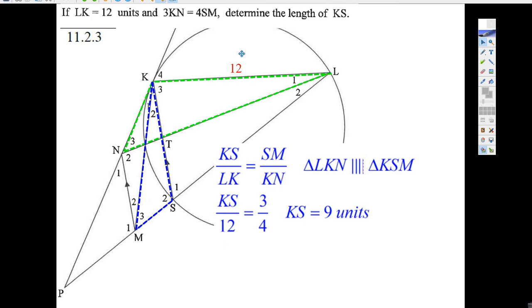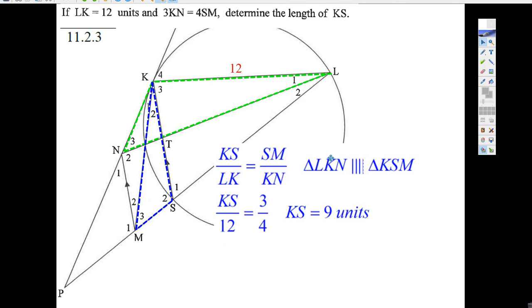Well, let's just give it a try. Now, when you have a similarity like this, it means that the sides of the triangle are proportional, and you can just use the letters. You can go, oh, okay, KS goes with LK. And SM goes with KM. We can make those proportions by just matching up the letters, because the angles are equal to each other. They're in proportion if we just match up the letters like that.